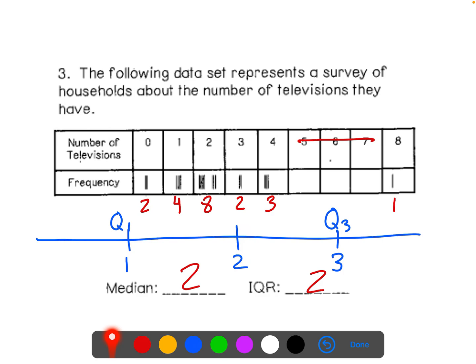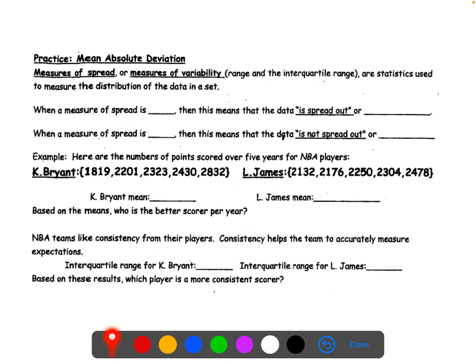Okay? Now, jump to the back of the first page of lesson 12, please. We're going to fill in some notes, and then I would like you to try the problem at the end where you're calculating the mean absolute deviation for these two basketball players.